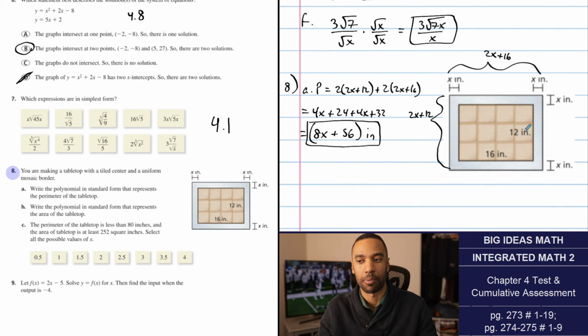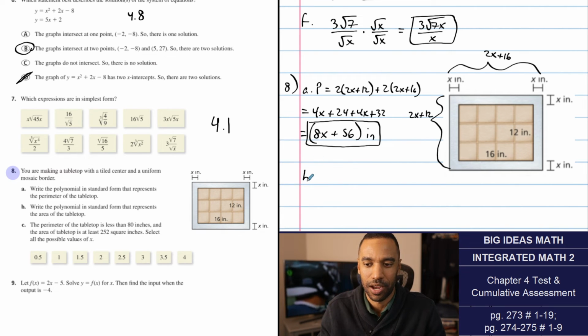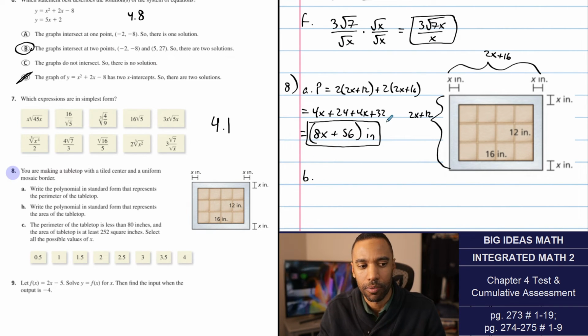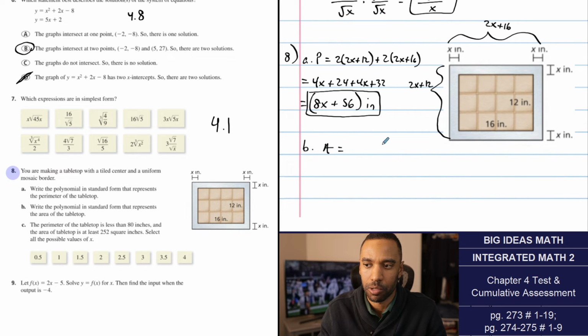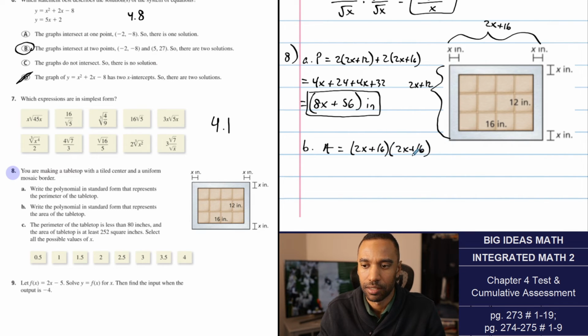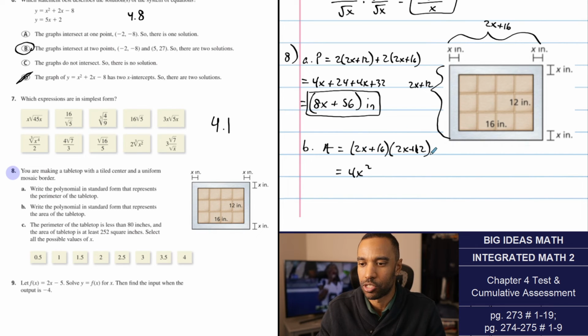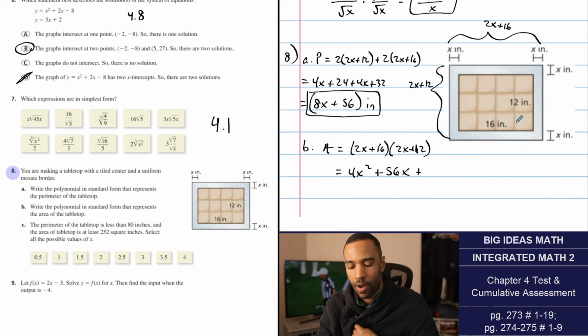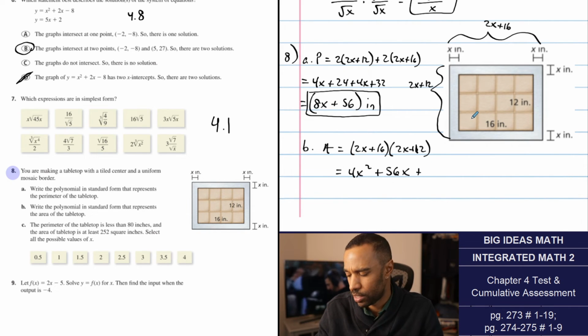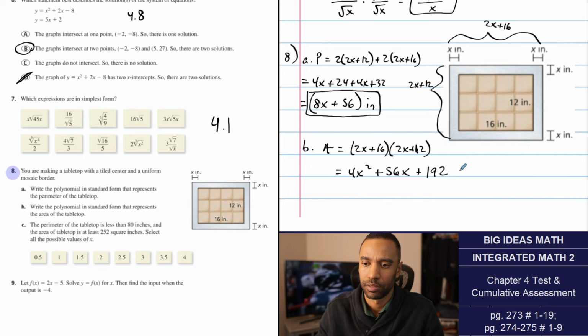Okay, sorry. I was making sure the tabletop was the whole thing because I was reading the question. So it looks like it is. All right. Part B. Write the polynomial in standard form that represents the area of the tabletop. Now we're going to be multiplying 2x plus 16 times 2x plus 12. This is kind of base times height. Not both 16s. One's a 12. So this is going to be you FOIL. So 4x squared plus 24x plus 32x plus 16 times 12. I used to know that. So 192. So there's that. That's in square inches.